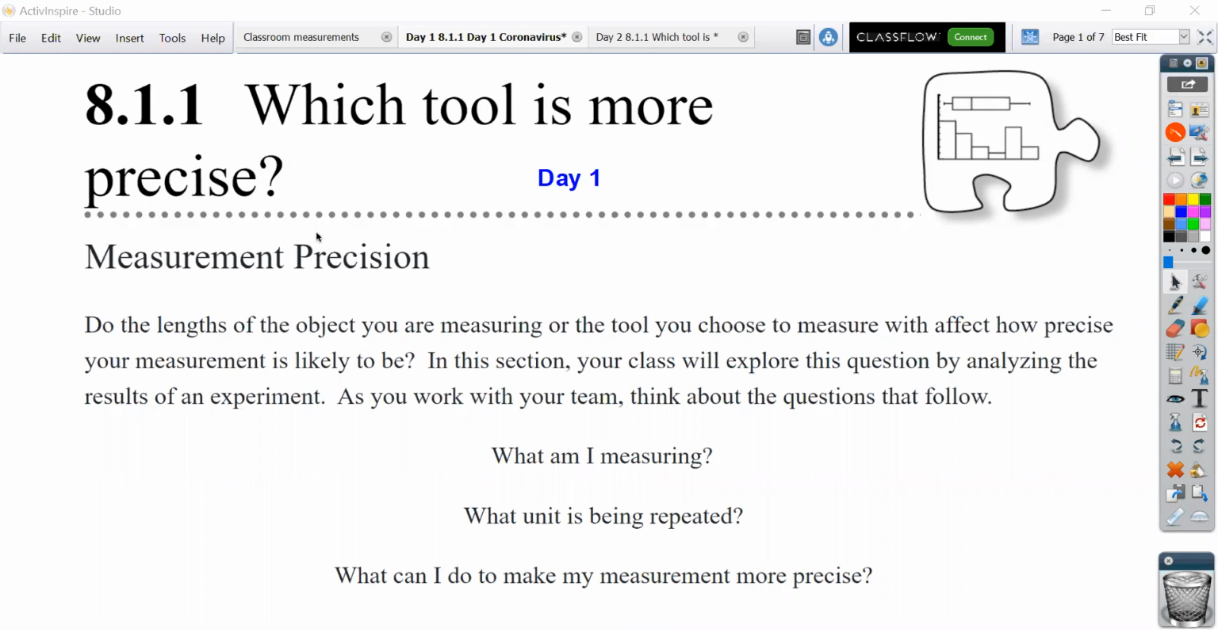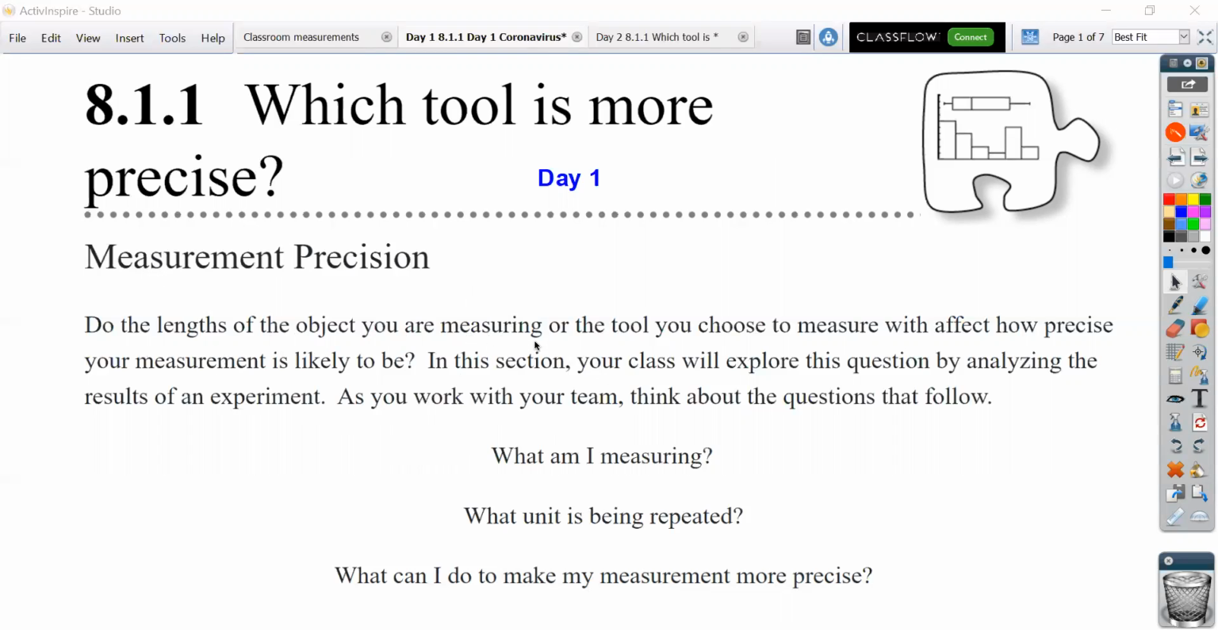We actually have 2 days scheduled for this lesson, so I'm going to have 2 short videos, one for each day. In this one, we're talking about which tool is more precise. You're going to be doing an experiment where we measure the length of the classroom with a ruler and also with a longer tape measure to see which one is more precise.